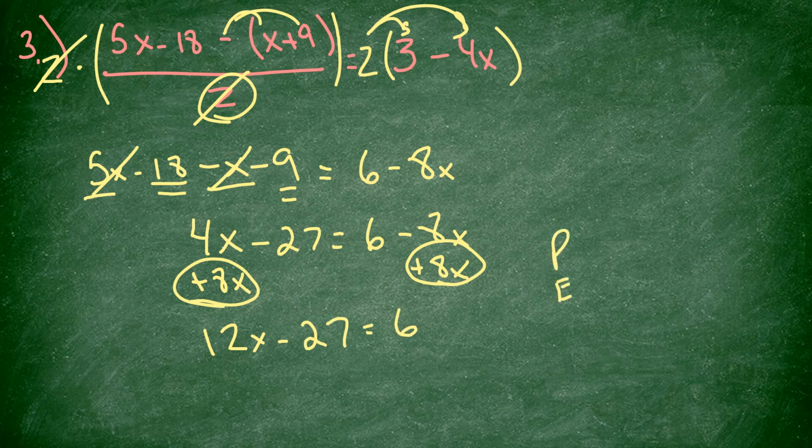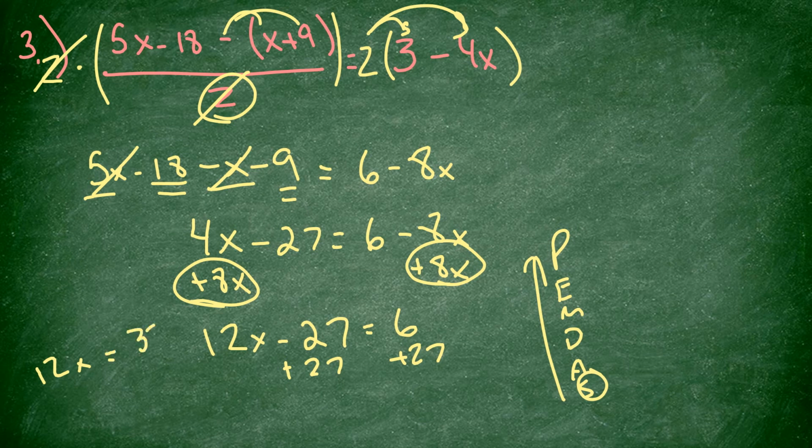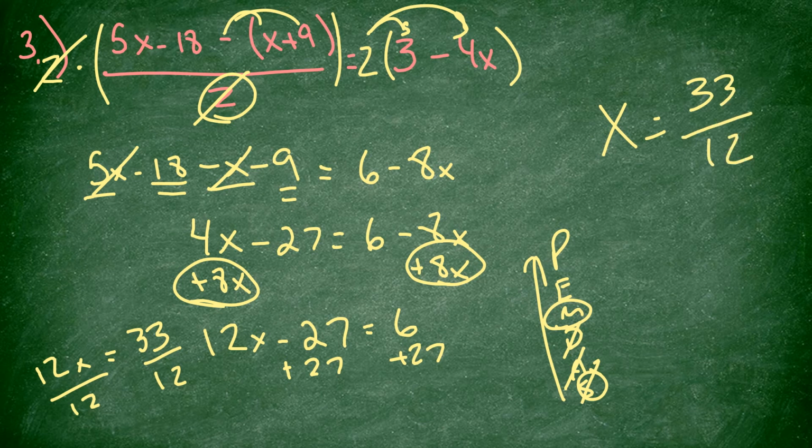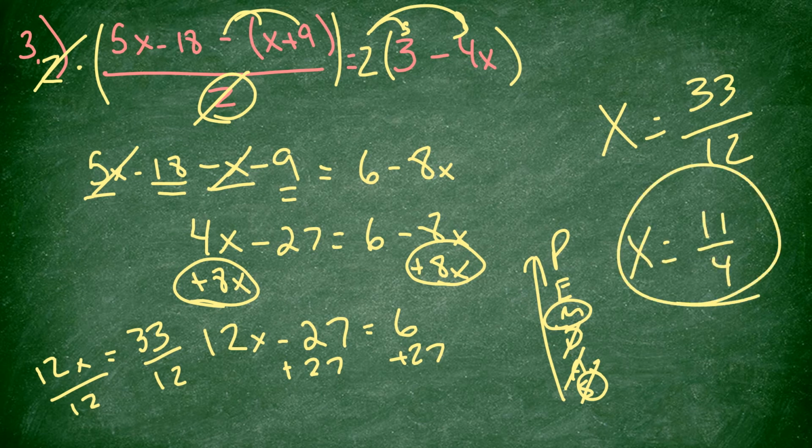Now that I have one letter, I can finally use PEMDAS backwards. So I see subtraction. That's why I add 27 to both sides. I get 12x equals 33. And now there is no subtraction, no addition, no division, but there's multiplication. That's why I divide by 12. So my answer is x equals 33 over 12. Now that's not the best answer because 33 over 12 can be simplified into 11 over 4.